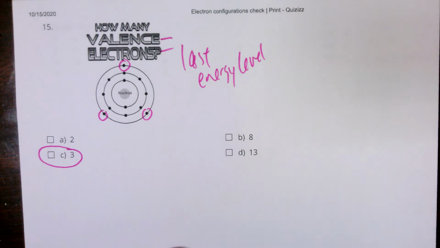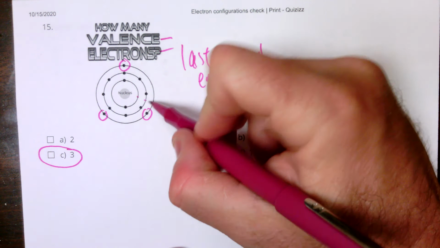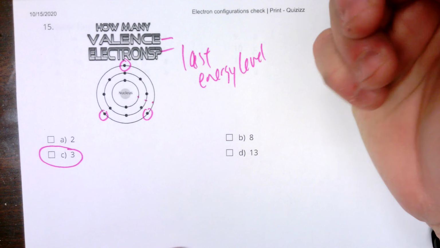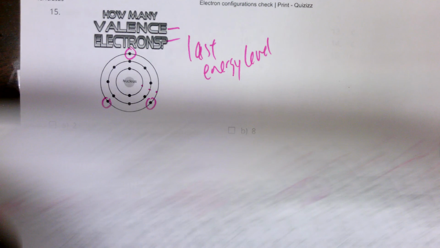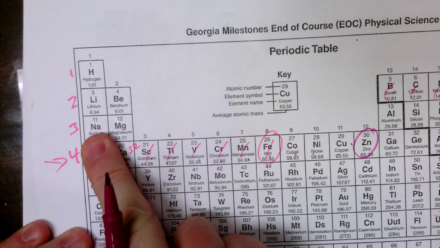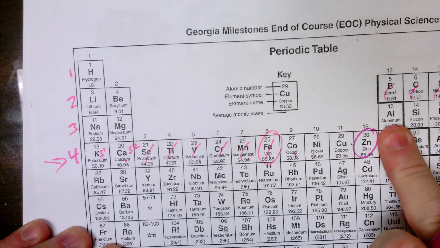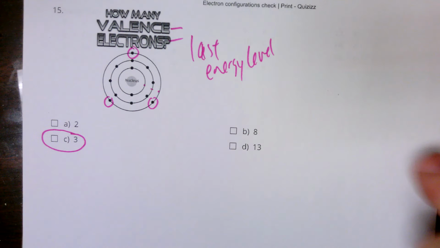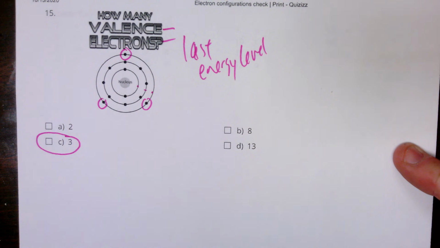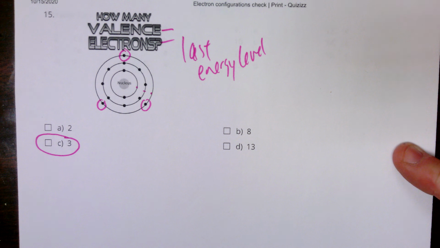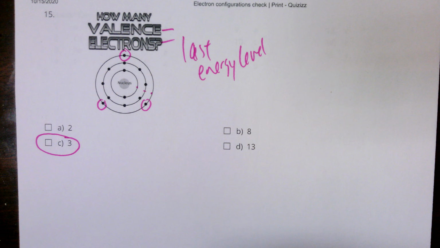We could also tell what atom this is, because we see it has 1, 2, 3 energy levels, has 3 valence electrons. We could find from the periodic table, 3rd energy level, 3 valence electrons. That's aluminum. Okay. So once again, this is a very good indication of what you're going to be expected to do on the makeup test tomorrow.